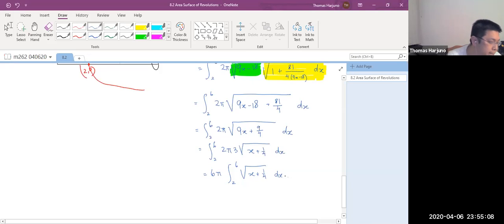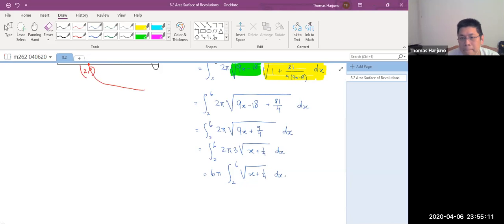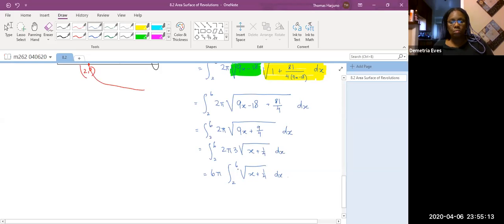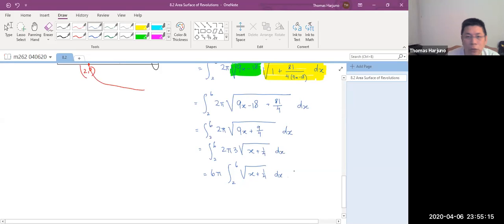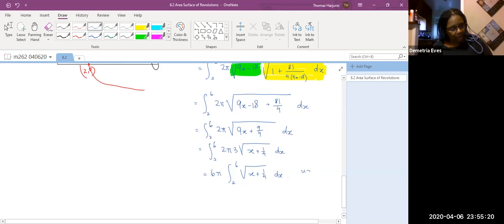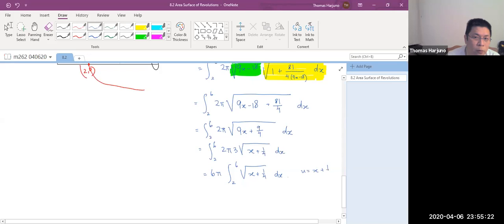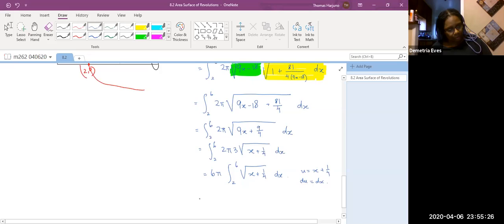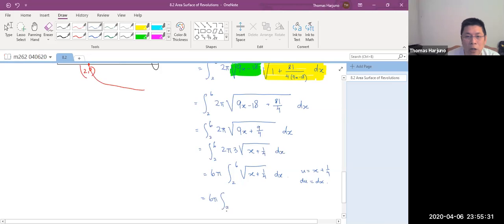Is it okay? Now, how would you integrate that? Can I leave it to you? Yeah, I think we could. u equals x plus 1/4. So du equals dx, right? Okay, so this is 6 pi, integral from 9 over 4 to 25 over 4 of u to the power of 1/2 du.